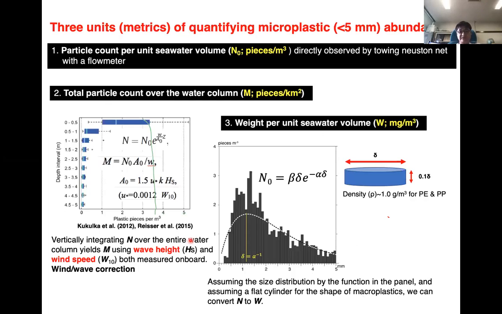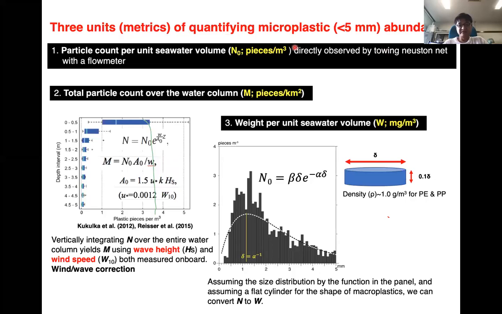Okay, we use some different units in my presentation for the microplastics. First, we use the unit with the particle count per unit volume, such as pieces per cubic meter. This is the abundance directly observed by towing net with a flow meter.